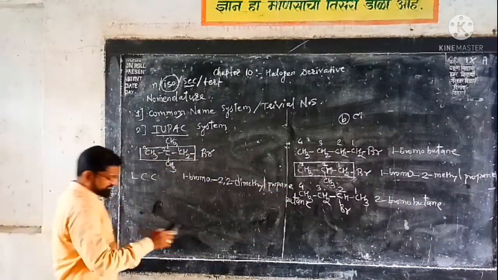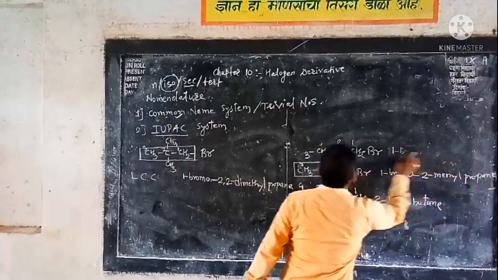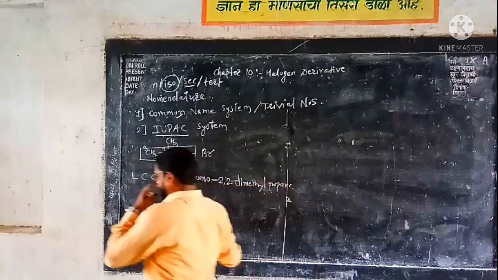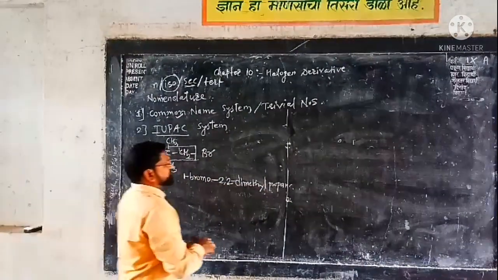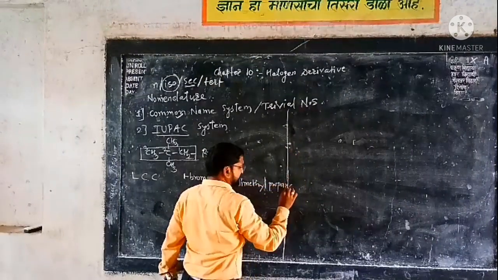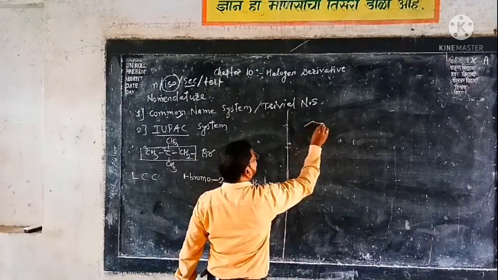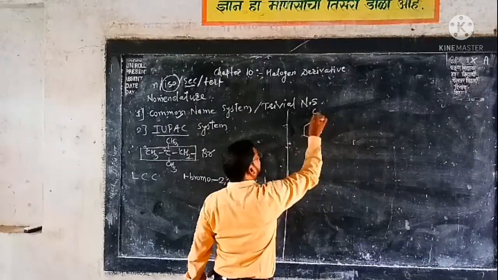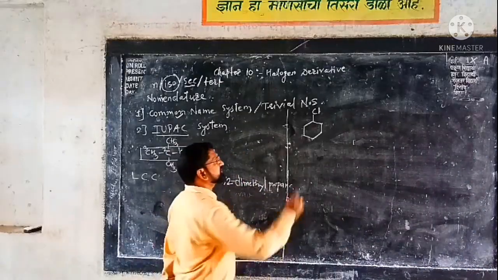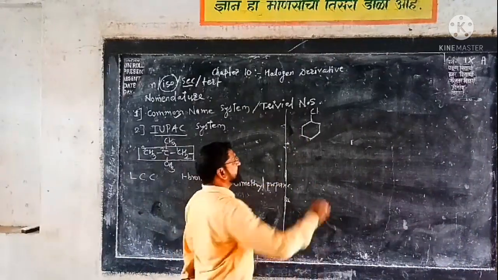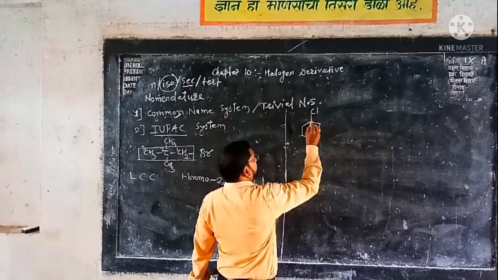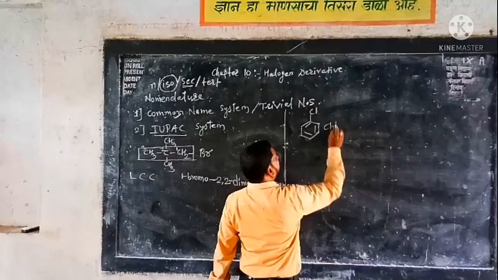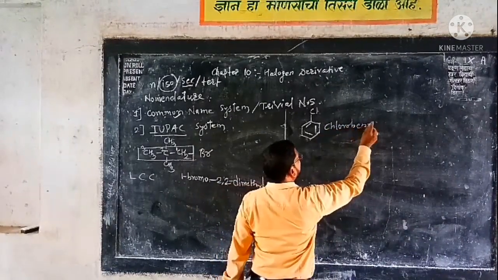After that, many more examples we can take. Now let us turn toward the aromatic compounds. See here. Before that, let us take some cyclohexanes. See here. This is your cyclohexane. What is this? Okay. Chlorobenzene.